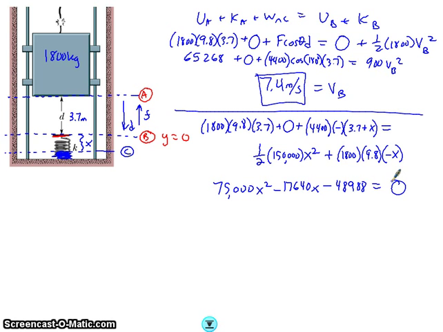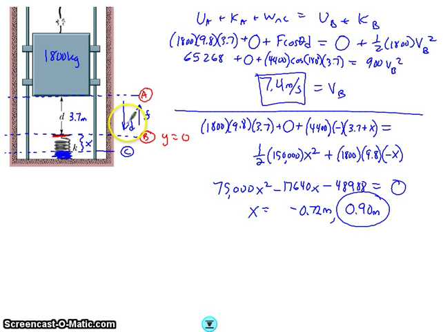You're going to have to then use the quadratic equation to solve that. You get two answers for x. One of them is negative 0.72 meters. The other answer is 0.90 meters. And in this case, the negative answer doesn't make sense. Why doesn't it make sense? Because then you would have a negative of a negative distance for the gravitational potential energy, and that would give you a positive distance.